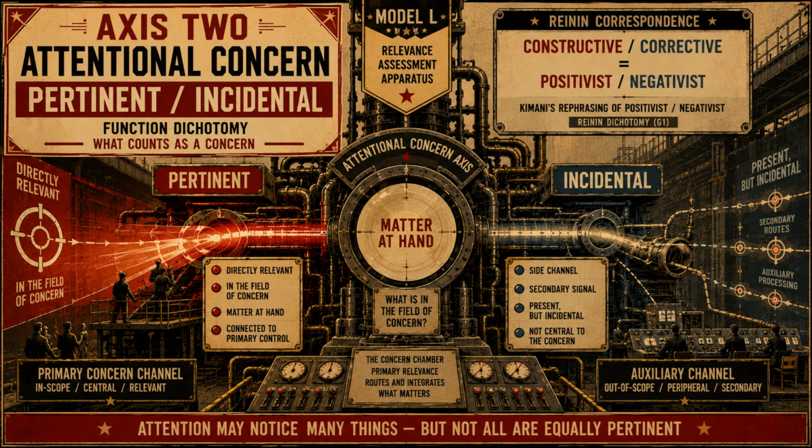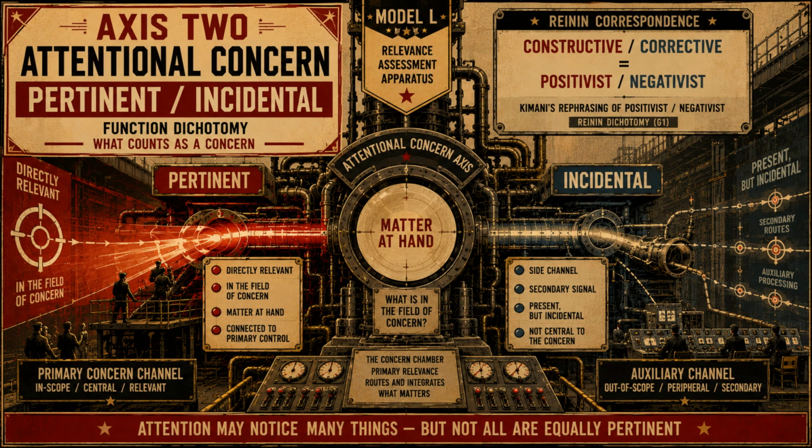An incidental function may still appear and may still be used, but it does not carry the same sense of direct relevance. It sits more to the side of the type's main concern. So this axis is not asking whether attention is bold or discrete. It is asking whether the function is central to the concern or only incidental to it. Kimani's corresponding Reinin terms here are constructive and corrective, his clarification of the classical, positivist, and negativist distinction.